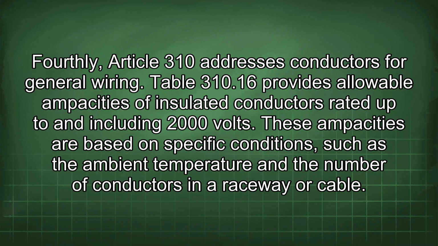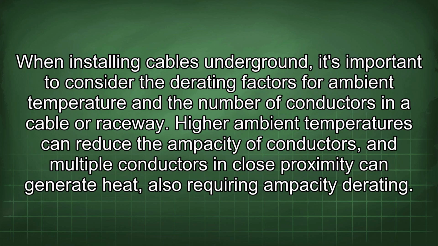Fourthly, Article 310 addresses conductors for general wiring. Table 310.16 provides allowable ampacities of insulated conductors rated up to and including 2000 volts. These ampacities are based on specific conditions such as the ambient temperature and the number of conductors in a raceway or cable. When installing cables underground, it's important to consider the derating factors for ambient temperature and the number of conductors in a cable or raceway. Higher ambient temperatures can reduce the ampacity of conductors, and multiple conductors in close proximity can generate heat, also requiring ampacity derating.